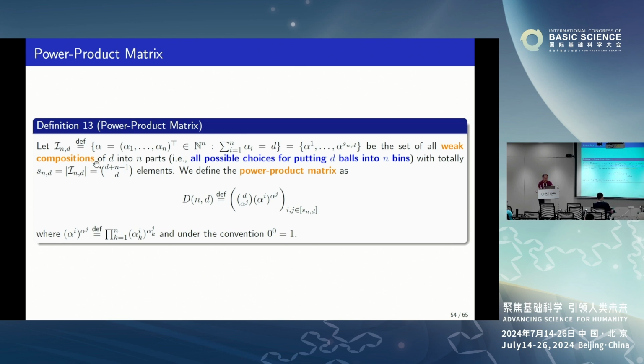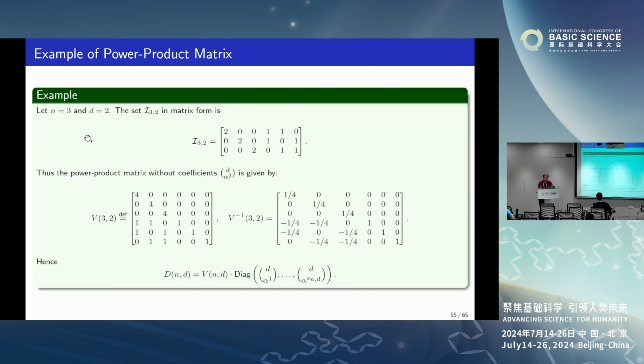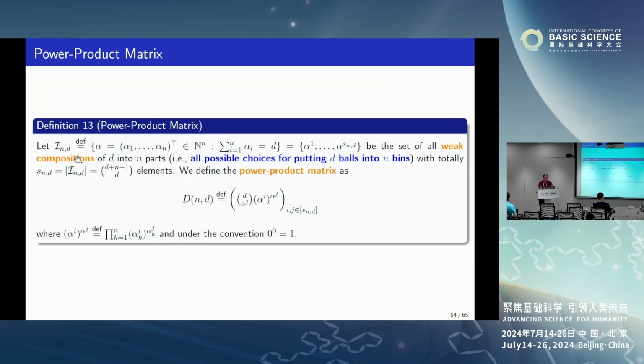So we define the set I_{N,D} as all exponents alpha of any univariate degree D polynomials. So there are totally S_{N,D} elements in this set. And it can be generated as putting D balls into N bins, all possible choices.